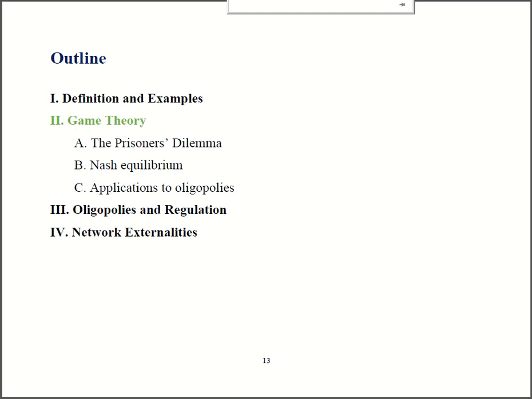Welcome back to another episode of Principles of Micro. Today we are in Chapter 13, looking at oligopolies, and now we are turning our attention to game theory.